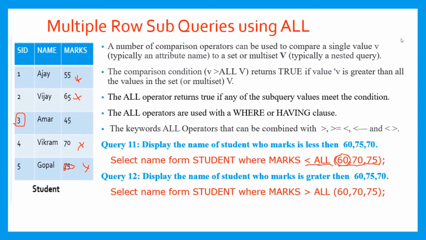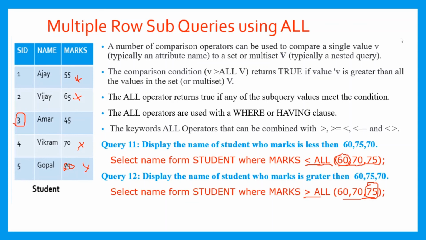Next query: display the names of students whose marks are greater than 60, 70 and 70 and 75. This is an explicit parenthesis written. Now we are making use of greater than ALL. What greater than ALL will do is, out of these results, the one having the highest value is going to be selected. Now the outermost query has to check whether the marks is greater than 75 or not. If marks is greater than 75, then the query returns true and the name is displayed. Here the first row has been selected, 55 is compared with 75. So 55 is not greater than 75. This is not going to be selected.